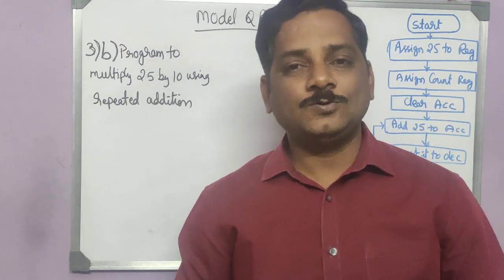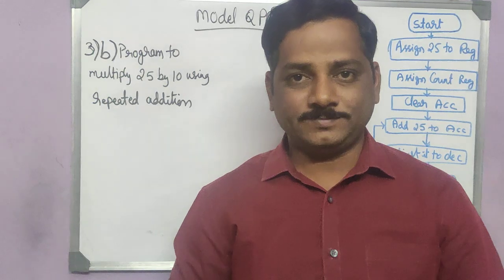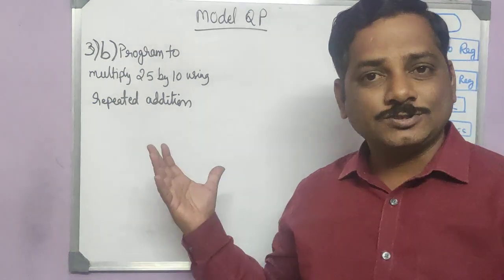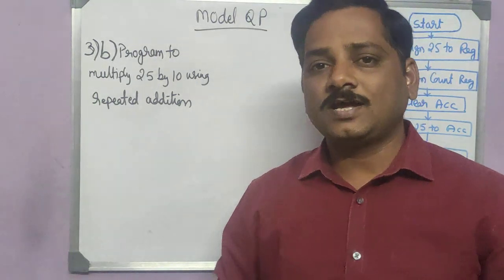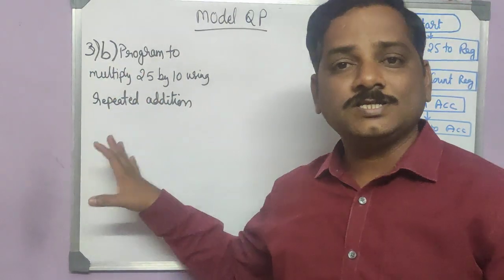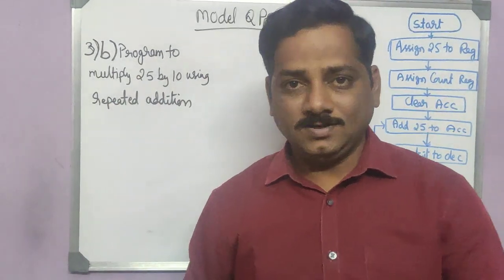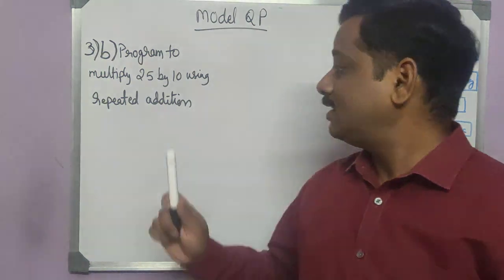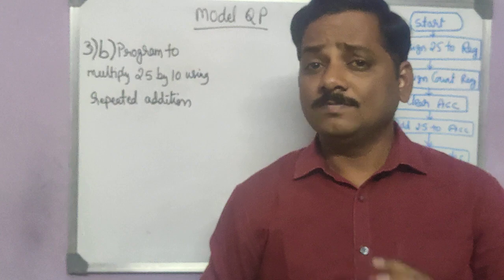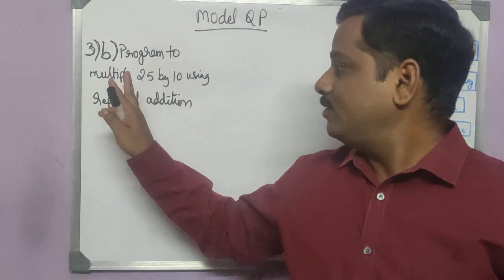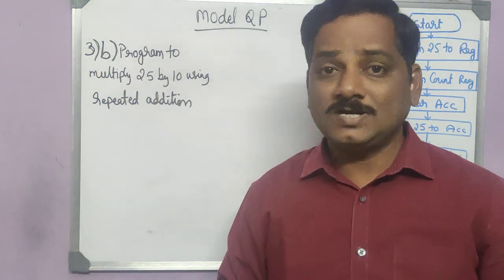In this session, I am going to explain the program which has been asked in the model question paper. The microcontroller model question paper has been released on the VTU website, and from there I got this question. The question is to write a program wherein 25 will be multiplied by 10, but you have to use the repeated addition concept, not the multiplication concept. It's very simple. We have to multiply 25 by 10, but not using the multiply instruction.